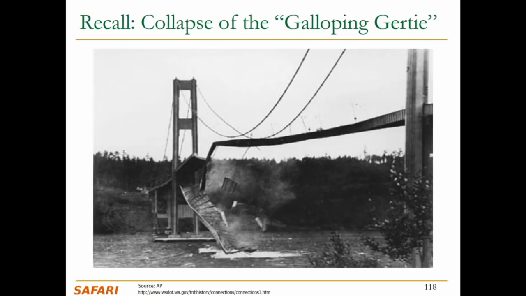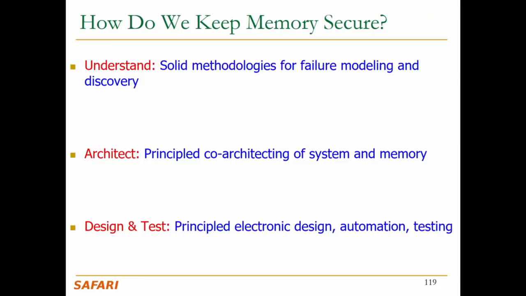And I go back to Galloping Gertie, which is the Tacoma Narrows Bridge. People have developed principled designs for this. This particular bridge is actually taught in civil engineering and physics classes. So how do we do it for memory? This is my proposal. I think we want to first understand.